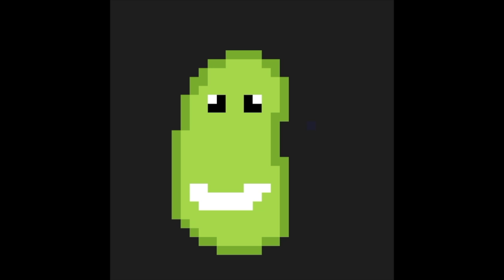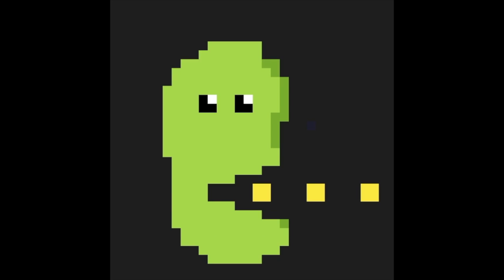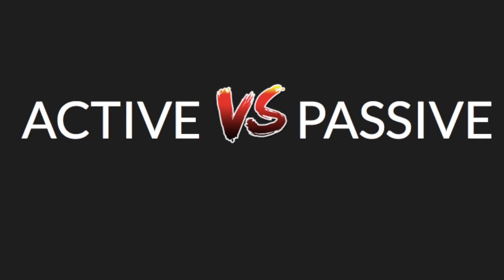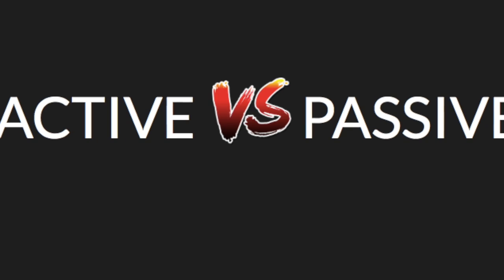In order for any cell to get nutrients, it must find a way to eat or harness said nutrients. There are two main ways that cells do this: active and passive transportation. These are both ways that nutrients go through the cell membrane. Let's first talk about passive transportation, since it is the simpler of the two.